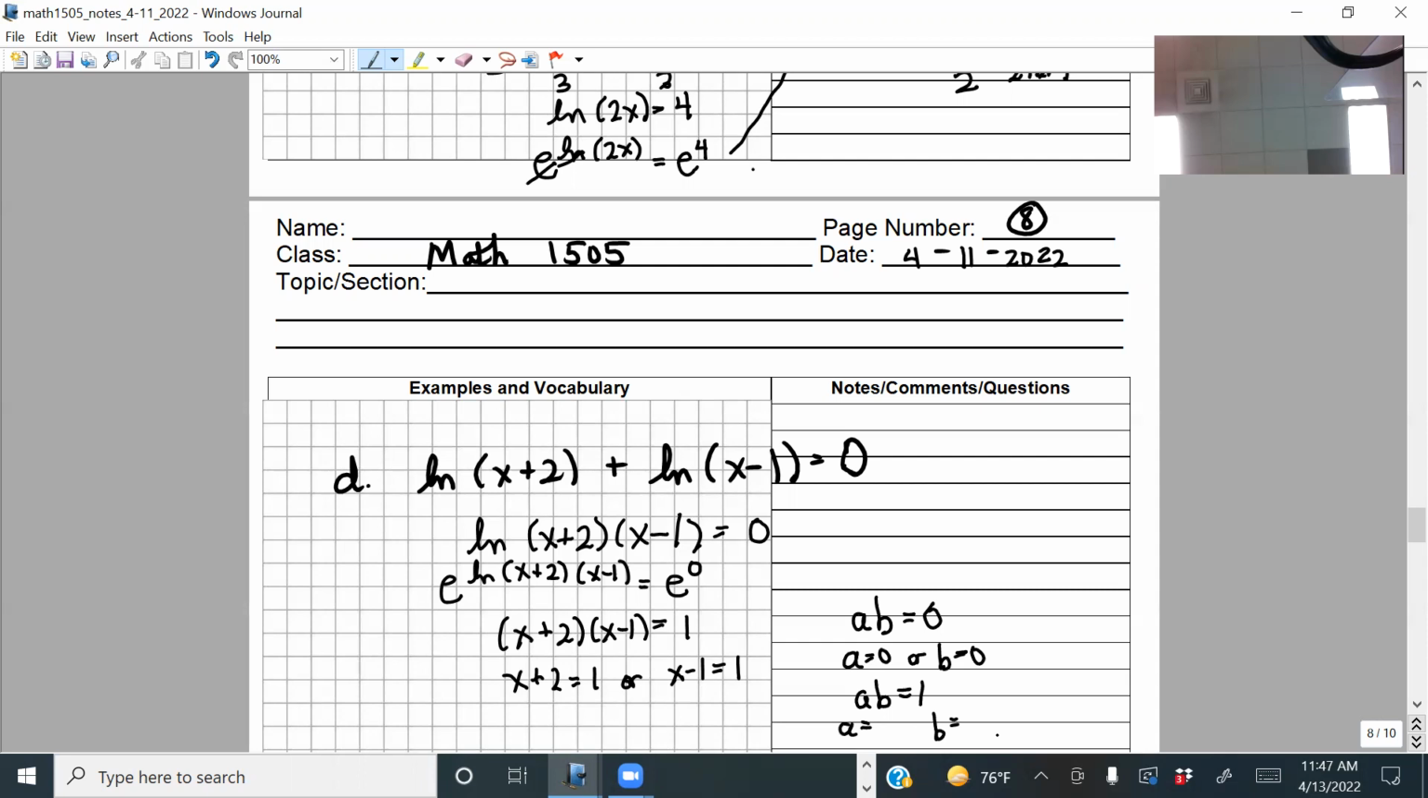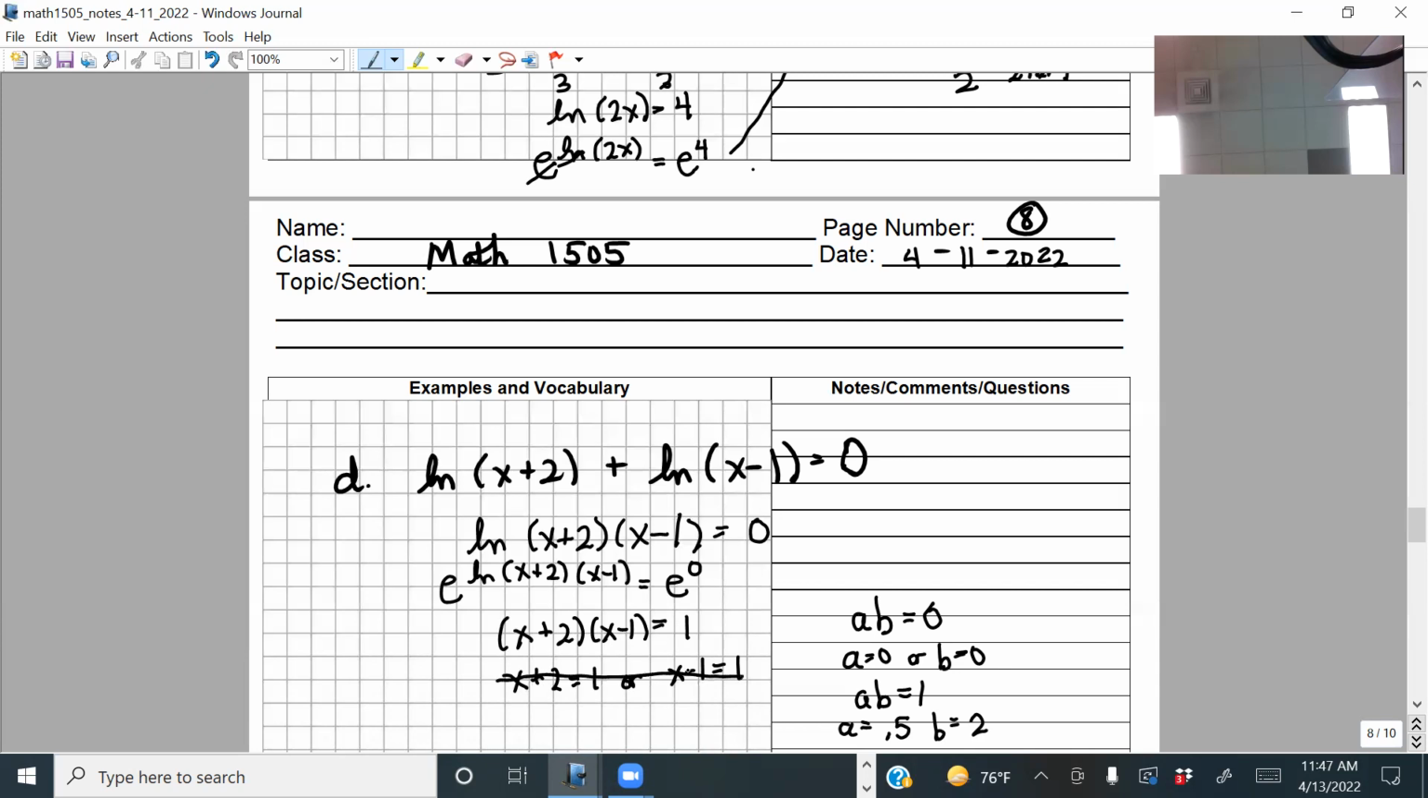Like what? 0.5. Yeah, a could be 0.5 and b, what? 2. There you go, right? If a is 0.5 and b is 2, their product is going to be 1. But see, neither one of these numbers is 1. So it's not valid to say, oh, darn it, one of these things has to be 1. So we can't make this jump.